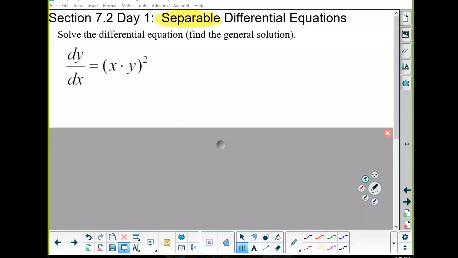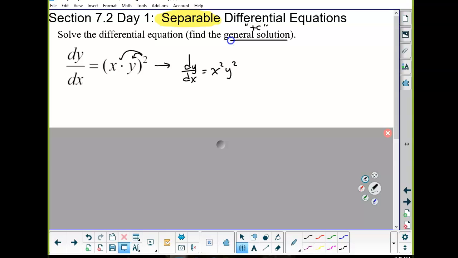So, our goal is to solve the differential equation, which, when they say solve, we just have to find the general solution. So we have to put the plus c. Well, this one's a little bit tricky, because I have x times y squared. The first thing I need to do is, because it's a multiplication, I can square each piece individually. So I just rewrote this so it's a little bit friendlier.